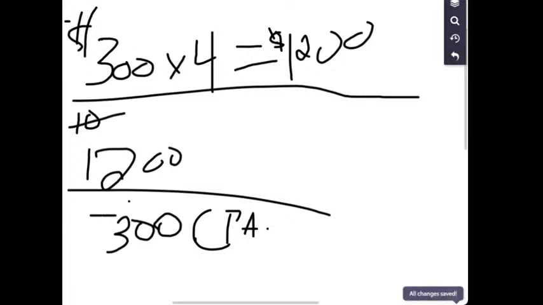So our target cost to acquire a customer is going to be $300. That's how much we're willing to give Facebook to deliver us a $1,200 value customer.